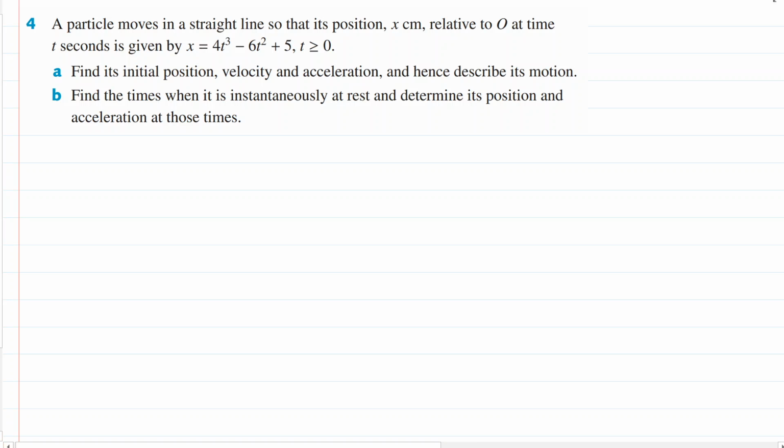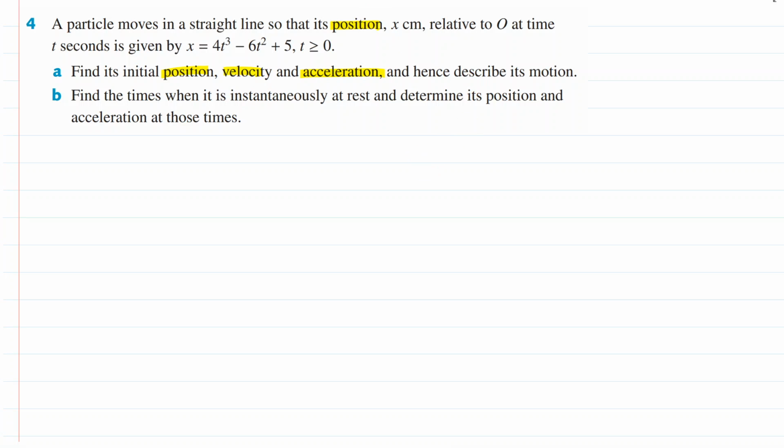Let's give it a read and see what it says. It says, a particle moves in a straight line so that its position x centimeters relative to origin at time t seconds is given by x is this. So this is giving us the equation of its position. It says find its initial position, velocity, and acceleration, and hence describe its motion.